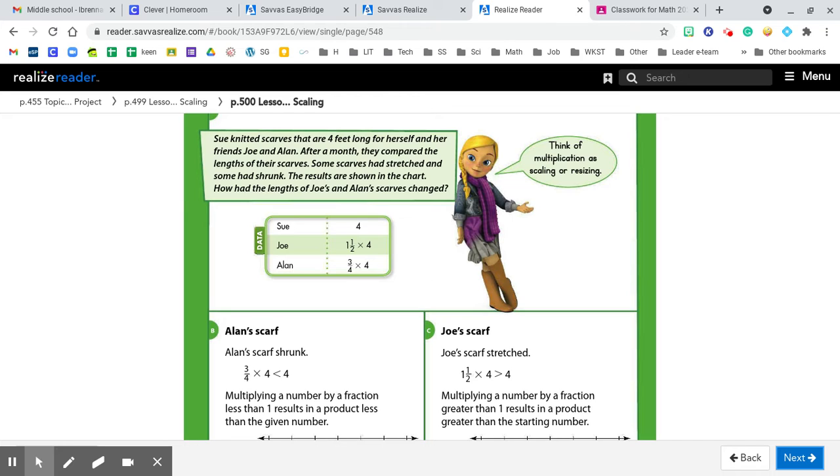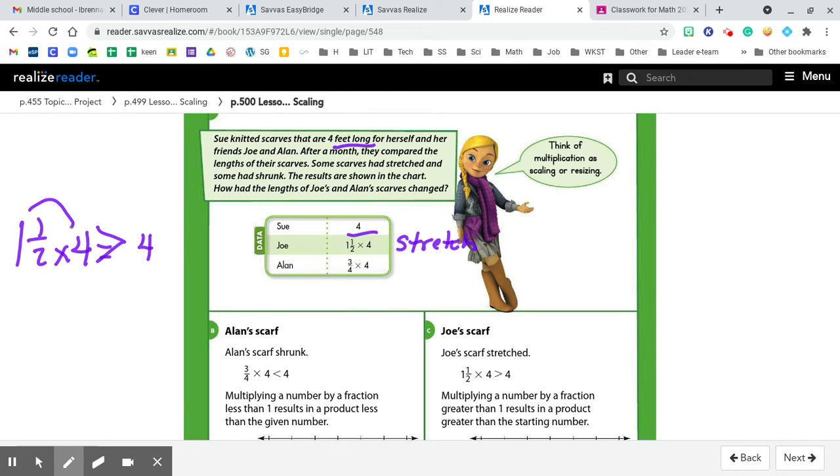So Sue's was 4 feet to begin with, and it's 4 feet. So there was no change for Sue's. So Joe's was 1.5 times 4. So Joe's was a stretch. His got longer. Because I know 1.5 times 4 is going to be greater than 4, because 1 times 4 is 4. So I have more than that.